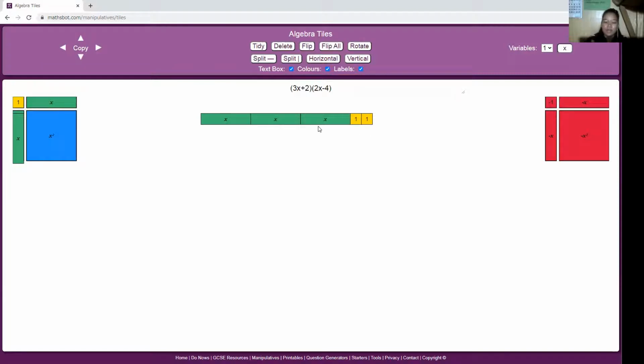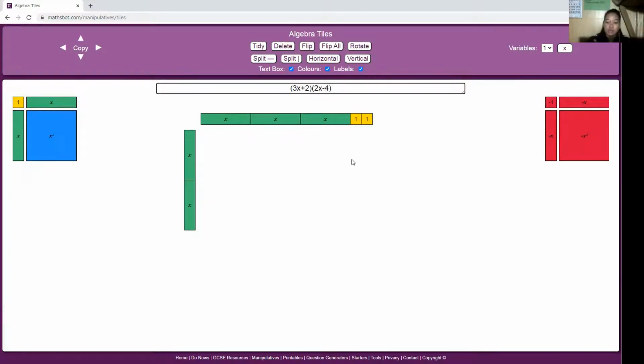Then after that, we will illustrate the other term. To illustrate the other term, we need 2 green rectangles. So we have here 1, 2. Since we have here negative 4, we have to get 4 red small squares. Very good. So we have here 1, 2, 3, 4. Then what we will do next? We will multiply these tiles.